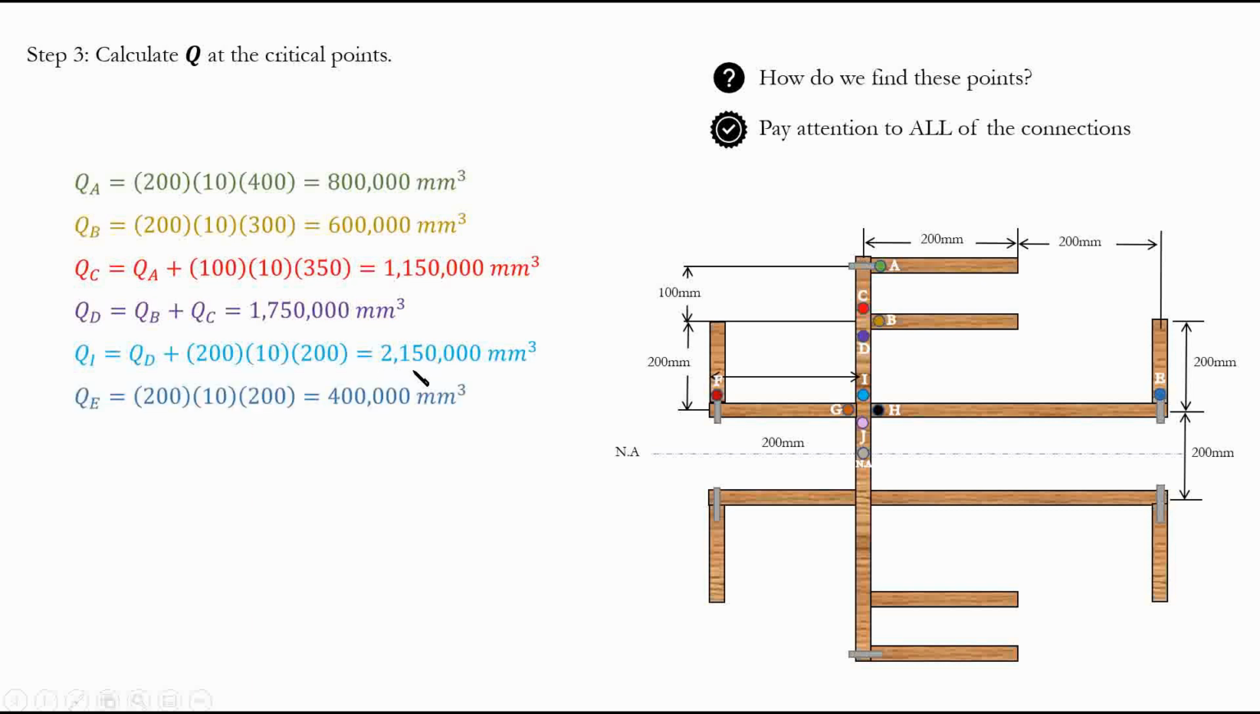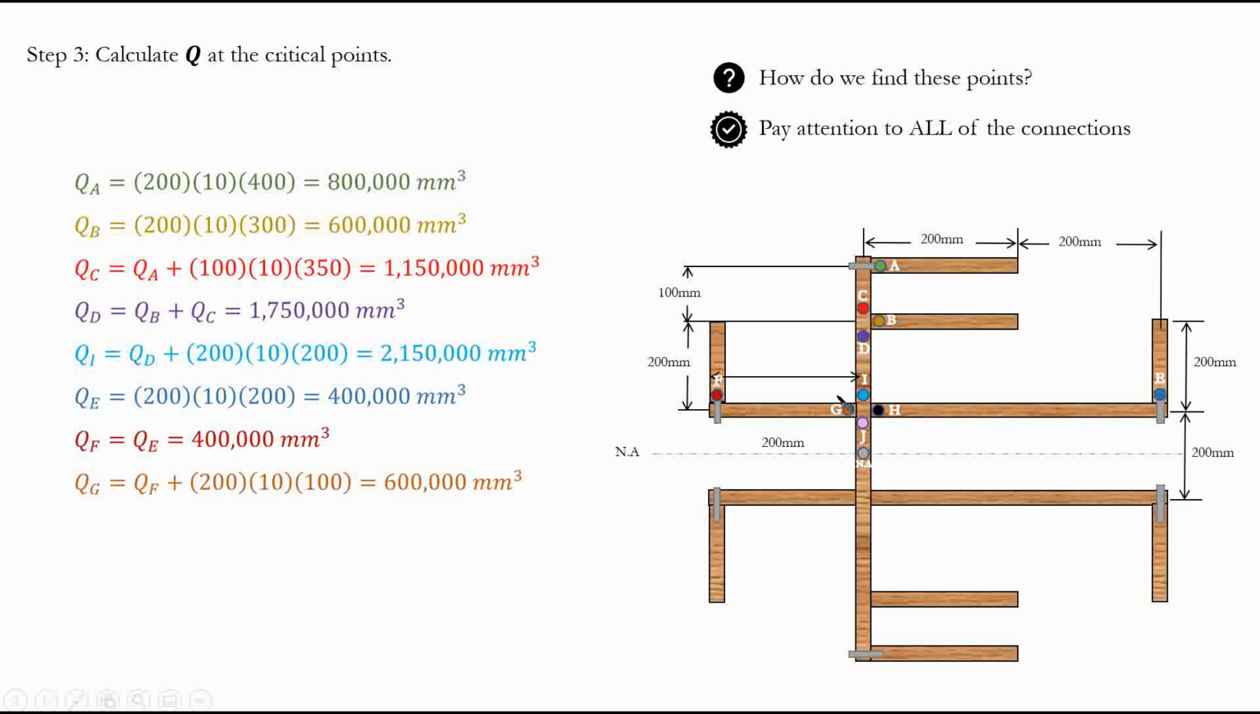What about QE? This is the exact same concept. Whatever is beyond this point: 200 times 10, which is the area, multiplied by the distance, which is 100 plus 100, which is 200. So area multiplied by distance again. QF, exact same thing, left and right, the exact same concept.